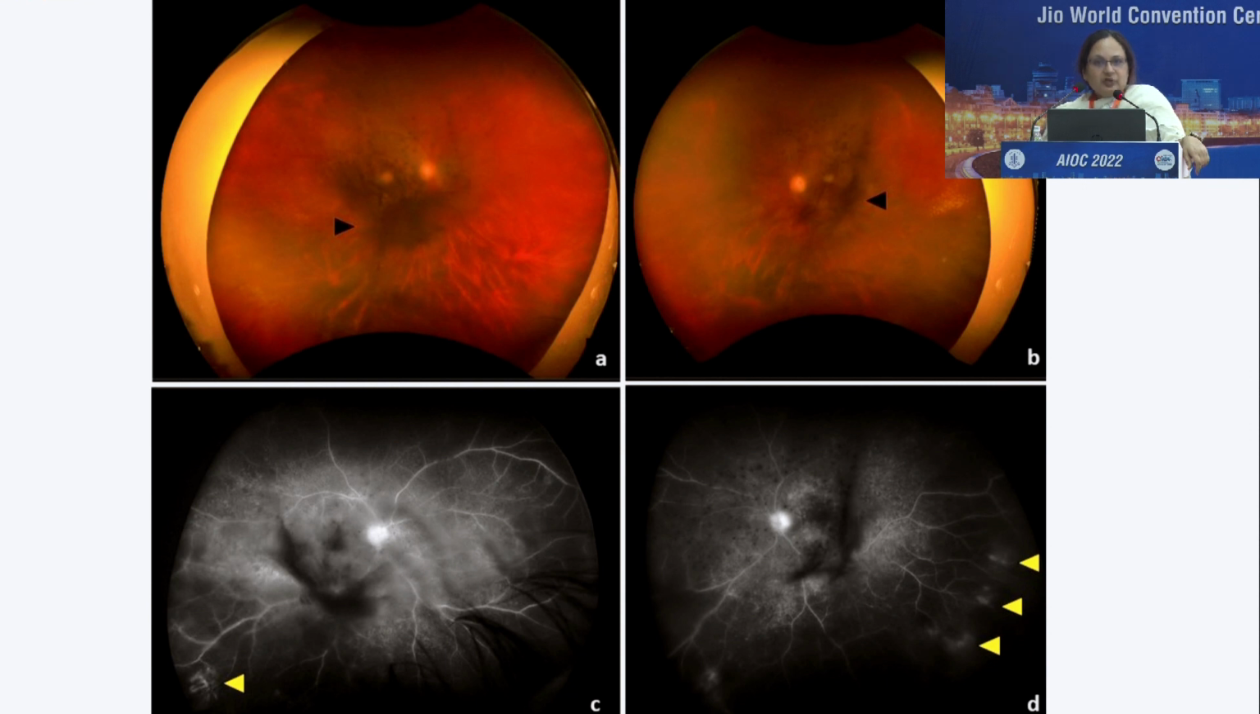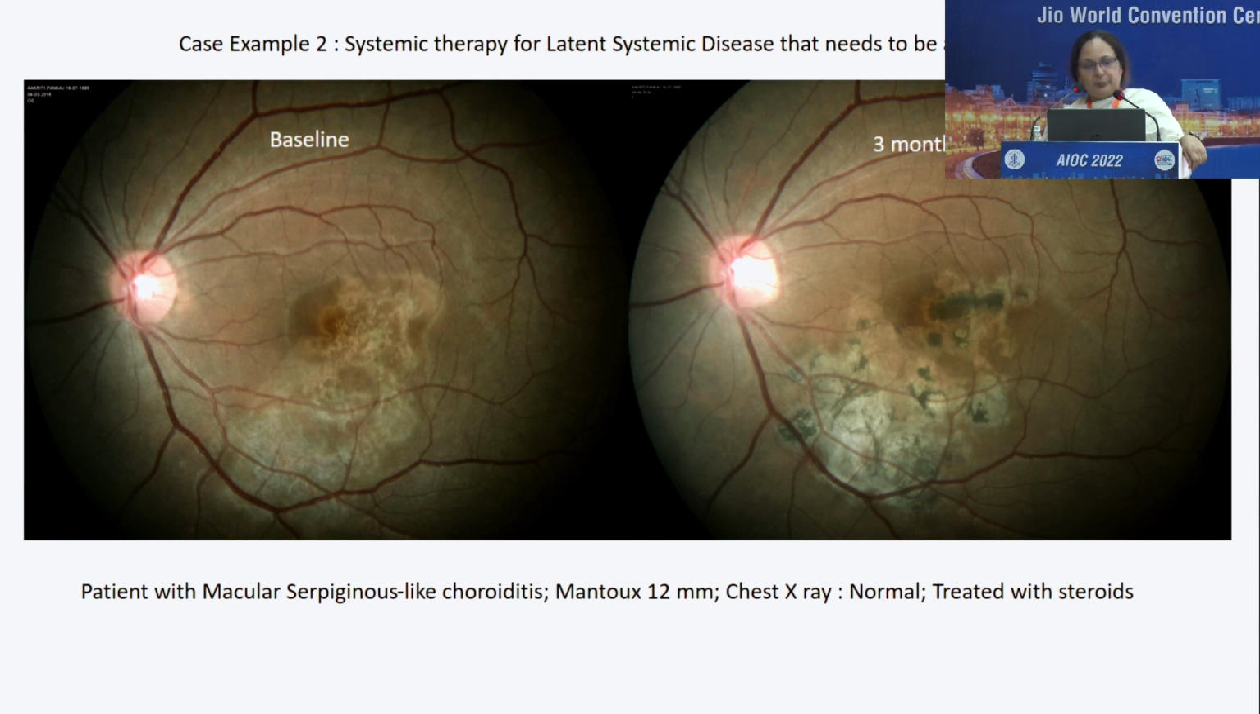This is how the patient is treated with antisyphilitic agents, and this is how the patient responds to therapy over a period of time. The second example is the systemic therapy. Systemic therapy you may have to give because the patient has systemic disease, and the local disease is triggered by a systemic infection which is latent.